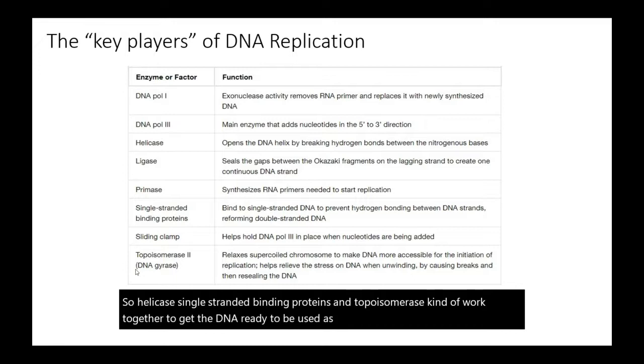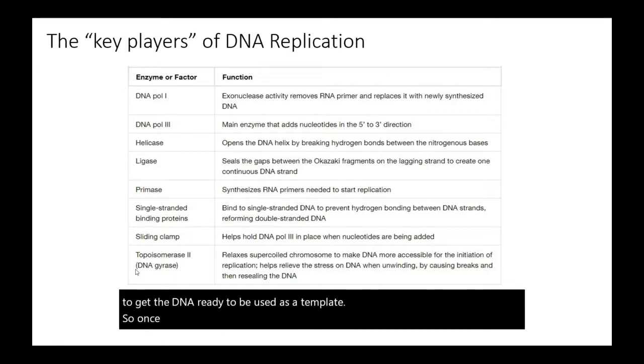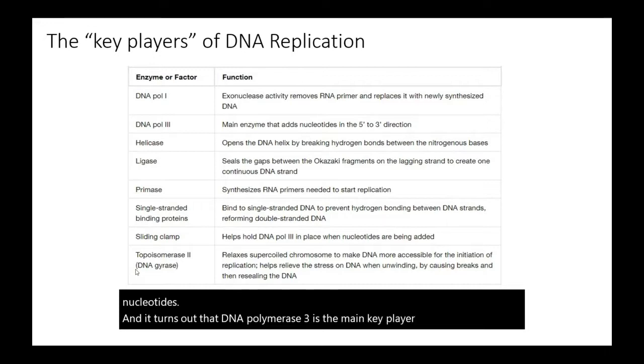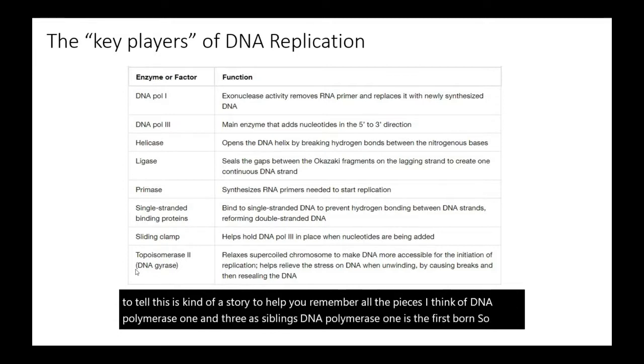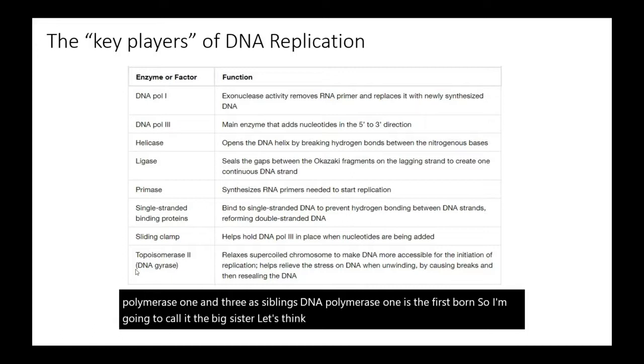used as a template. So once that's been done, we're now ready to start creating that new strand of nucleotides. And it turns out that DNA polymerase 3 is the main key player. But I try to tell this as kind of a story to help you remember all the pieces. I think of DNA polymerase 1 and 3 as siblings. DNA polymerase 1 is the firstborn, so I'm going to call it the big sister. Let's think of DNA polymerase 3 as the baby of the family, right?